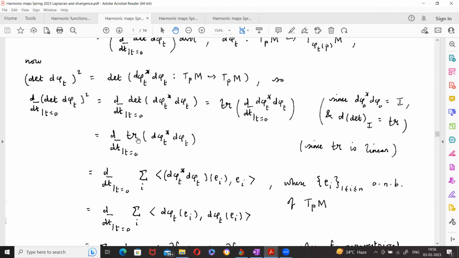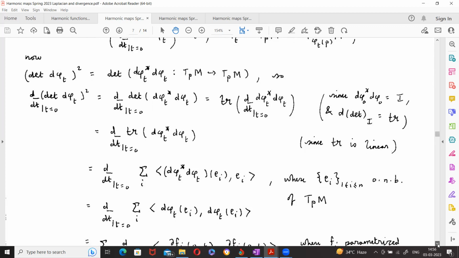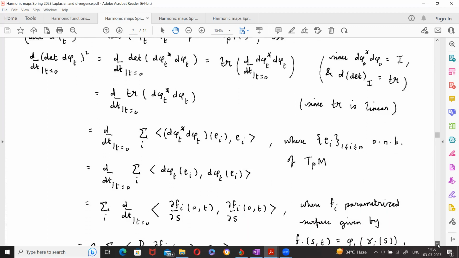Now, these are endomorphisms of an inner product space T_pM, right? So what is the trace? To calculate the trace, I can take any orthonormal basis e_i and apply this endomorphism to e_i and take inner product with e_i and then sum over i. This is the trace, right?